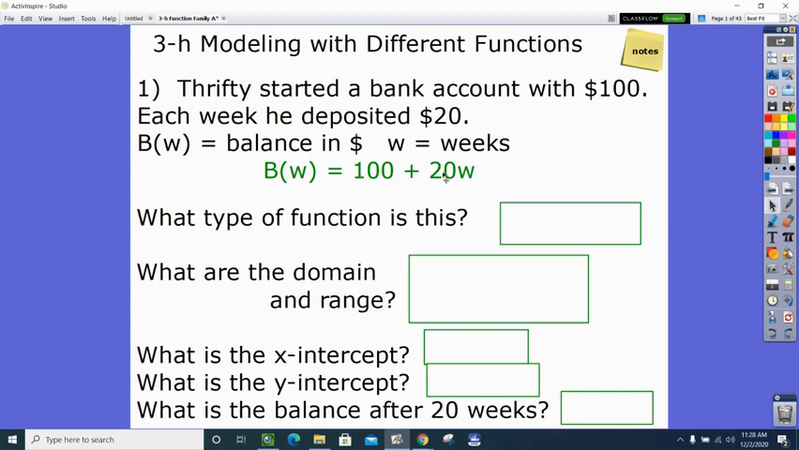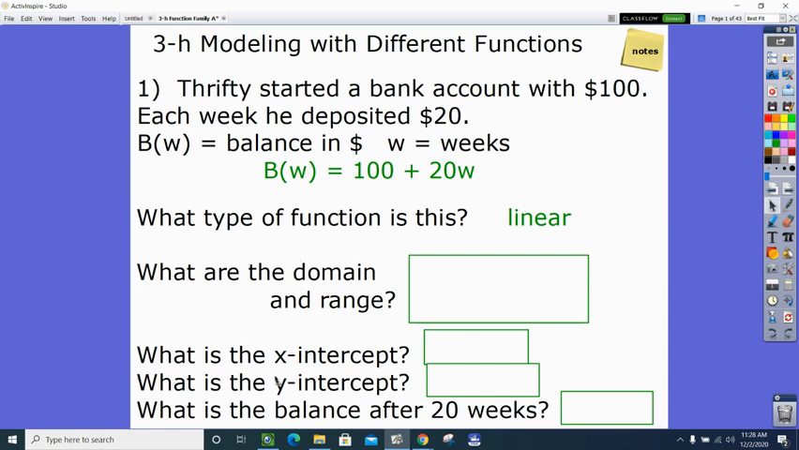Next question, look at your function rule. What type of function is this? So family name over here: absolute value, linear, quadratic, cubic. What kind of function is it? Okay, and did you say that it is linear?